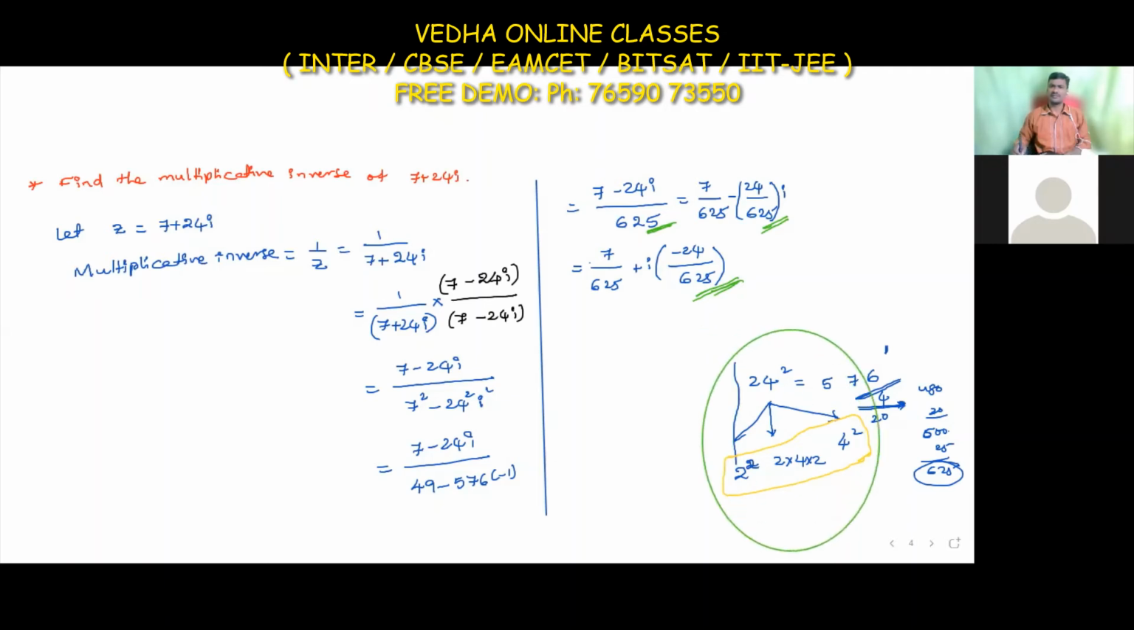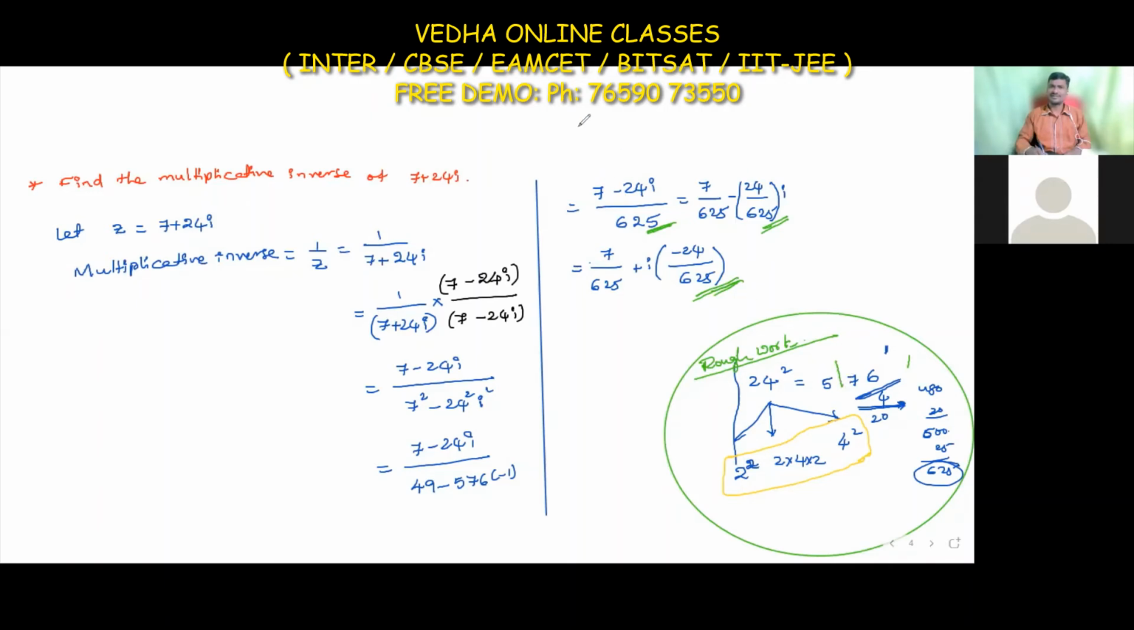I am marking this rough. In this we have two methods, right? One is finding the square, and the other one is rounding off, the Kirana shop method.